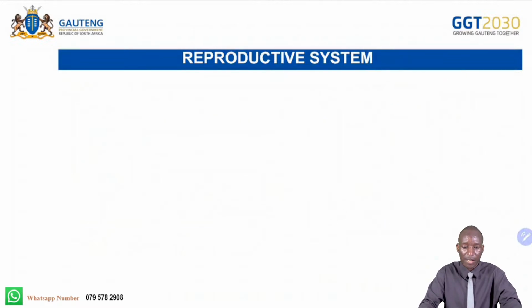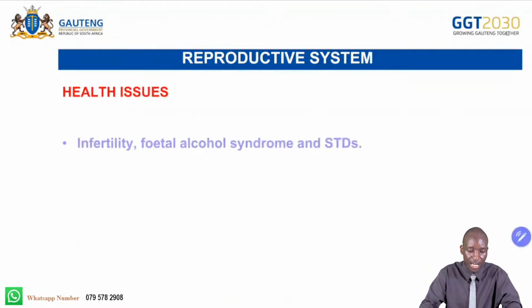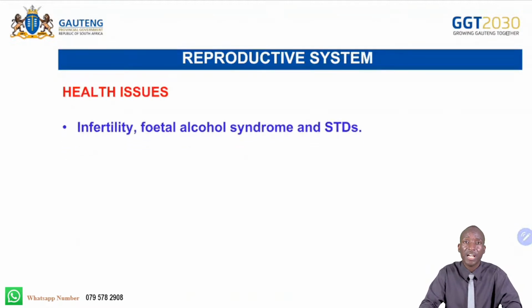As we continue, we look at the health issues to do with the reproductive system. What health issues are we going to look at here? Infertility, fetal alcohol syndrome, and STDs. Those are the most common issues to do with this reproductive system.